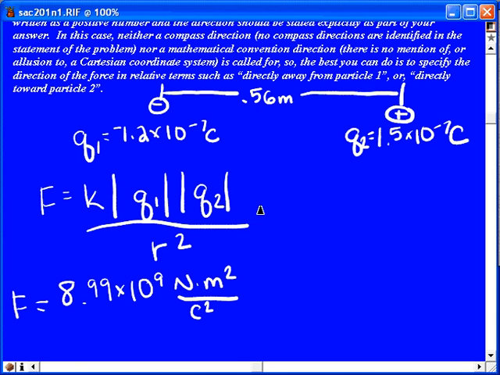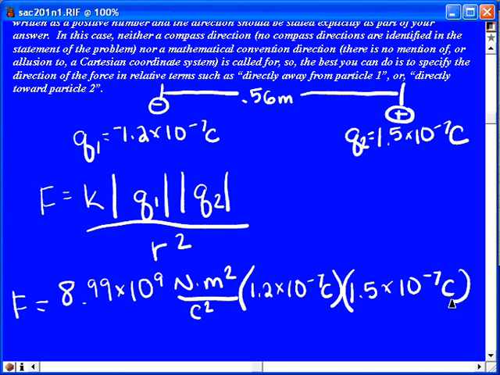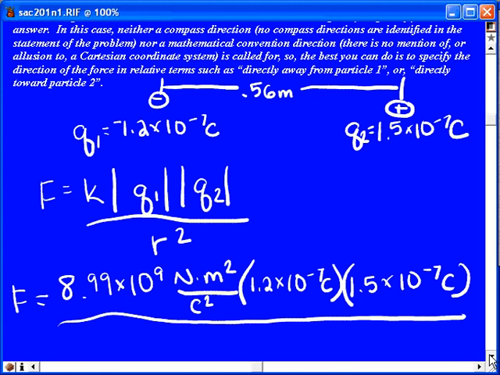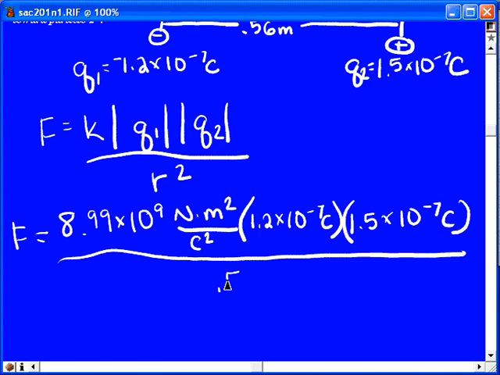And then we have our absolute value, which is the positive value of charge 1, so we're going to use 1.2 times 10 to the negative 7 coulombs times charge number 2, which is already positive, so we're just going to take the value of that as 1.5 times 10 to the negative 7 coulombs. And this is all over our distance squared, which our distance was 0.56 meters. And since it's already in meters, we don't have to think about converting because our units are the same here and here, and also the coulombs and the coulombs.